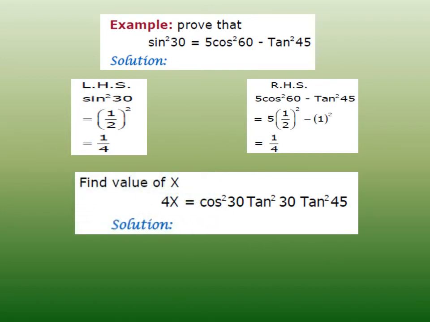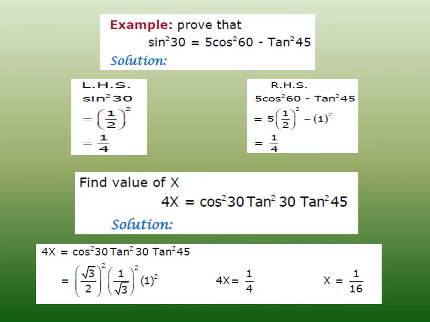Another example, find value of x if 4x equals cosine squared 30, tan squared 30, tan squared 45. 4x equals root 3 over 2 all squared multiplied by 1 over root 3 all squared multiplied by 1 squared. Then 4x equals quarter. Then x equals quarter divided by 4 equals 1 over 16.